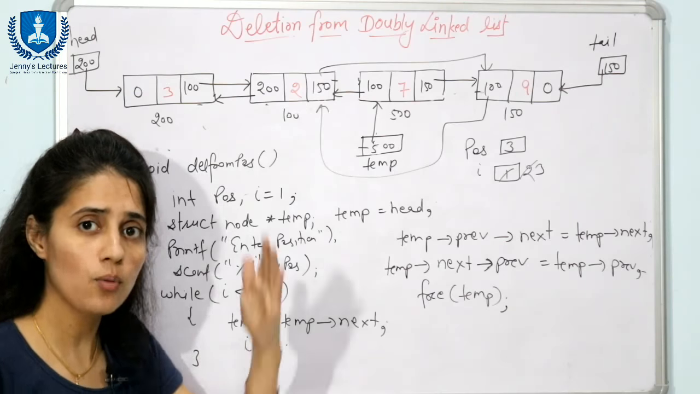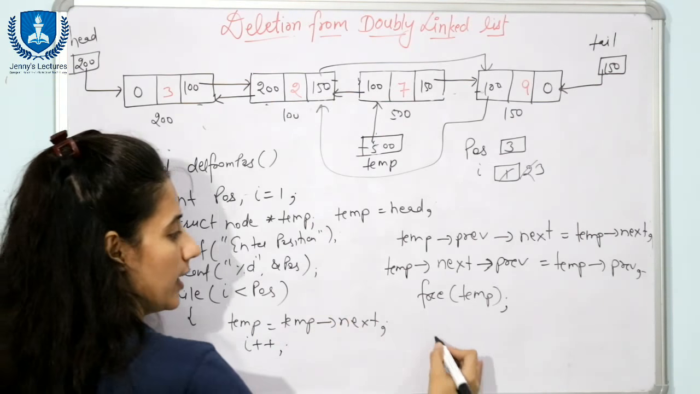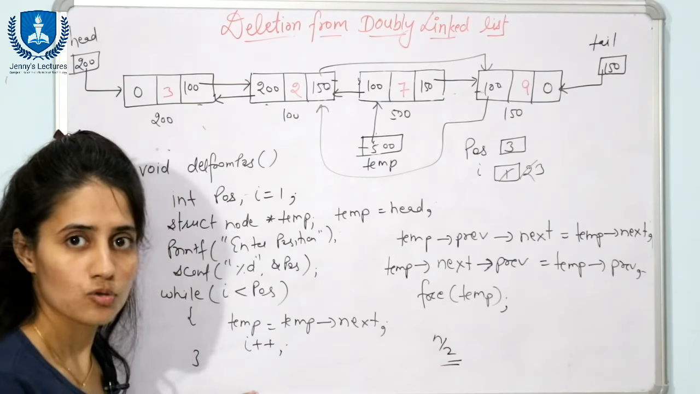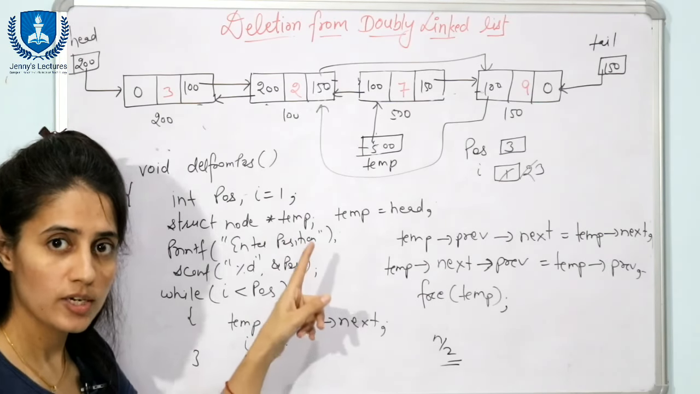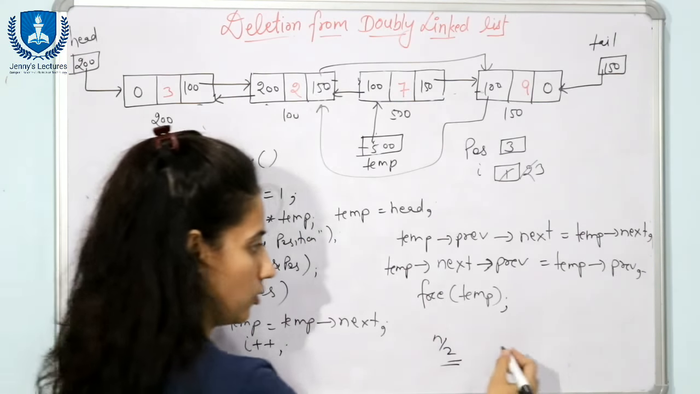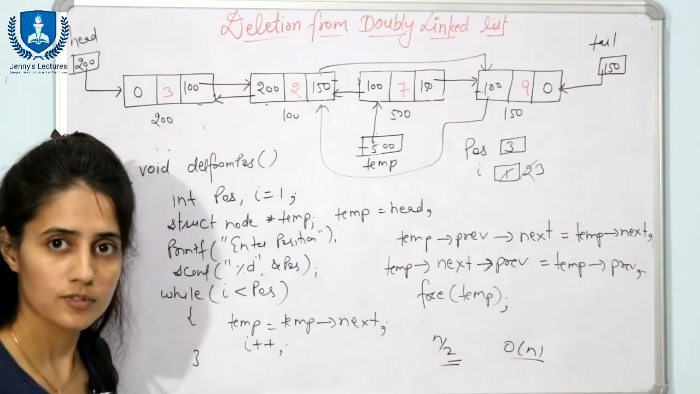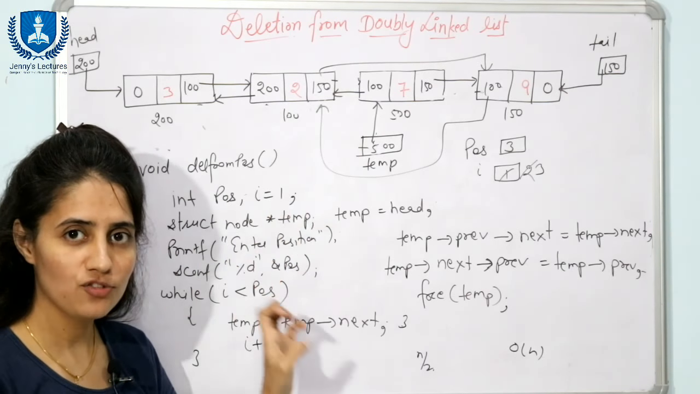And if you want to delete from the middle, then you have to traverse what? N by 2 nodes. So that is why the time complexity in the average case is what? Order of n. Fine. So this is all about the deletion from a doubly linked list.